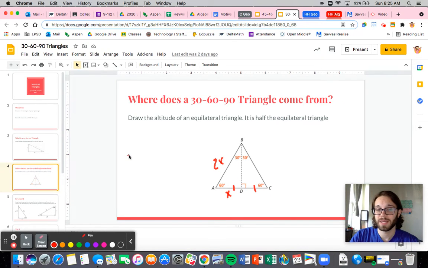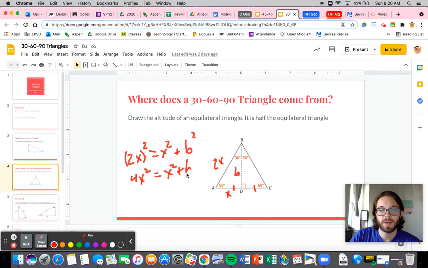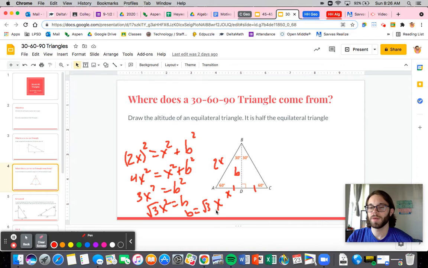So if we go through that process, this is my hypotenuse. I'll call this b. All right, so we have 4x squared is equal to x squared plus b squared. I'm going to subtract the x squared. I'll get 3x squared is equal to b squared. Take the square root. Root 3 x squared is equal to b. B is equal to root 3 times x. All right, so much like the other one where we had a root 2, now we will have a root 3.